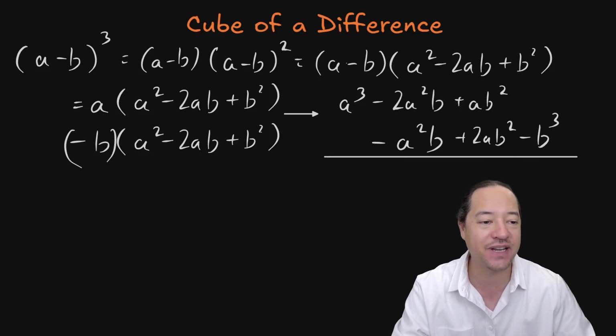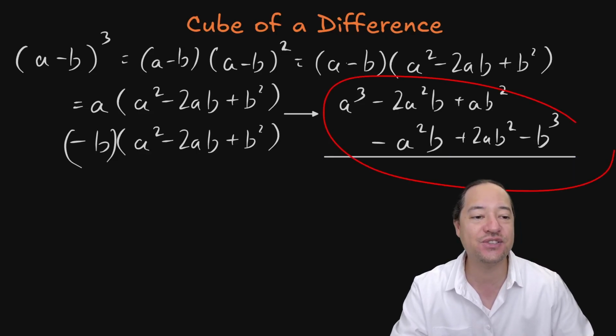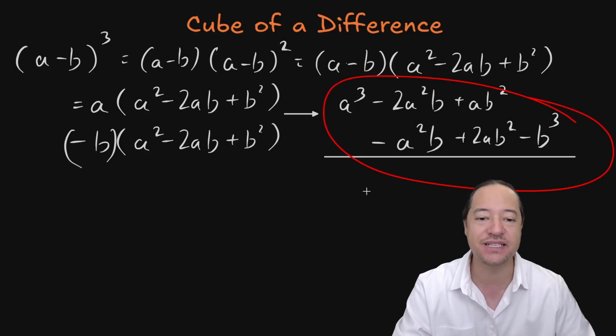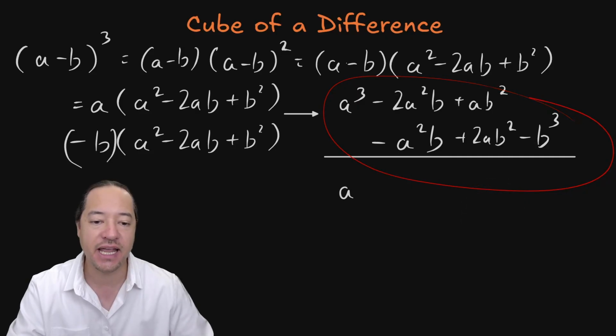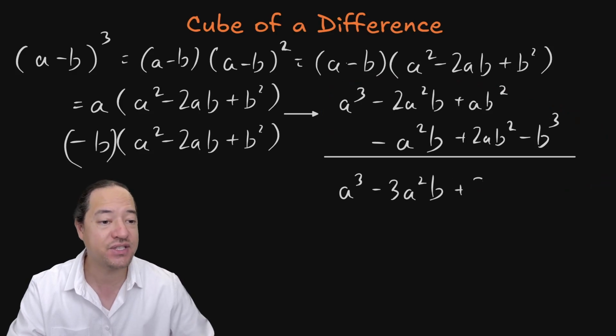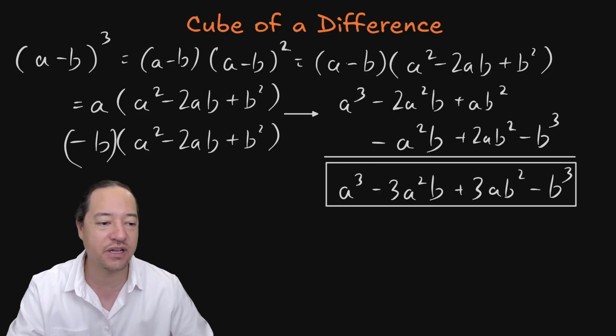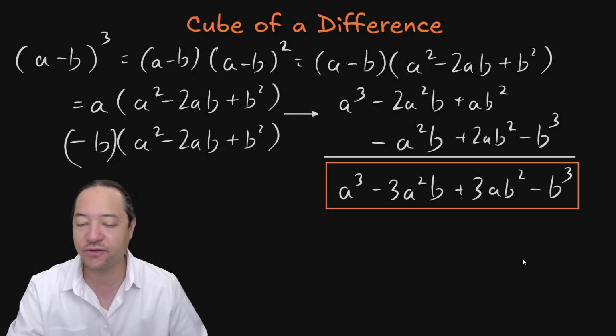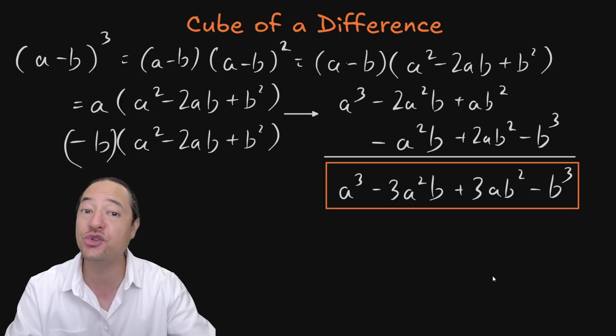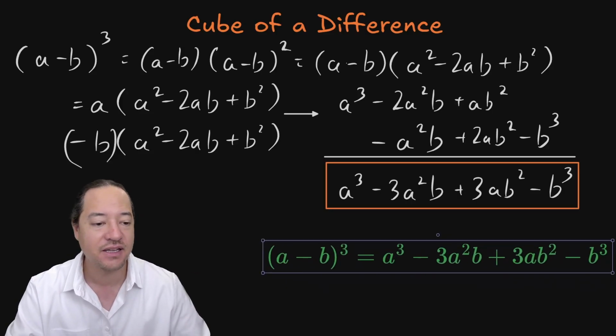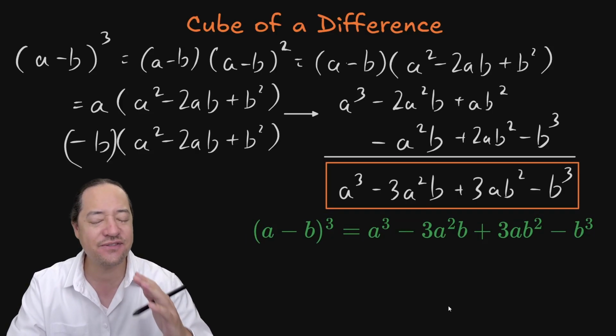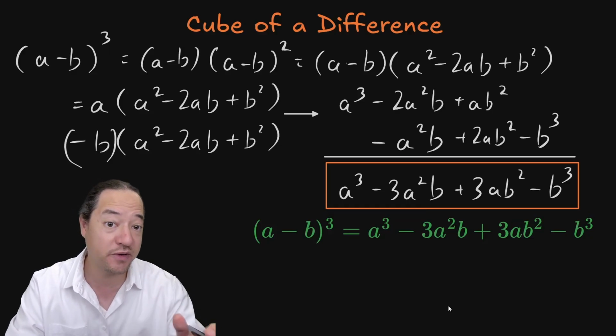And so now we've got that. We can add these two polynomials together, polynomial addition. We are going to get here an a cubed. Here we'll get a minus 3a squared b. Here we'll get a plus 3ab squared, and then a minus b cubed. There we go. That's going to be the formula that we use for the cube of a difference. And notice it is very similar to this cube of a sum.